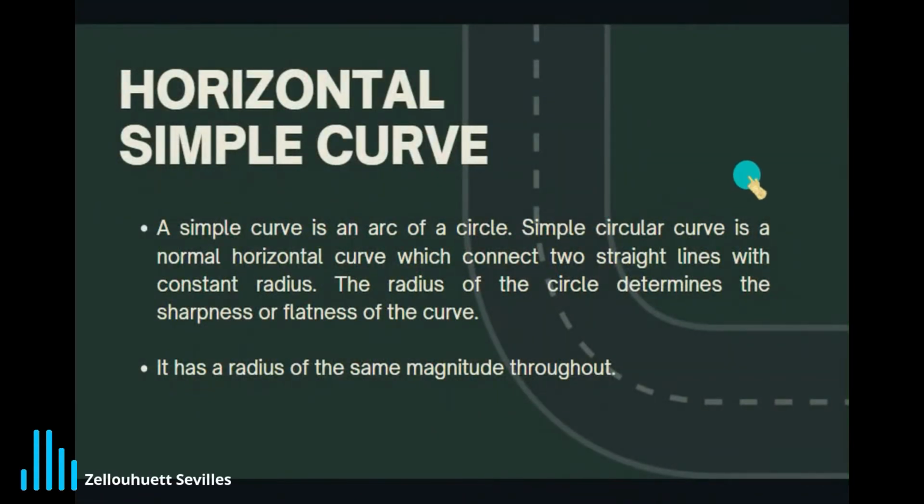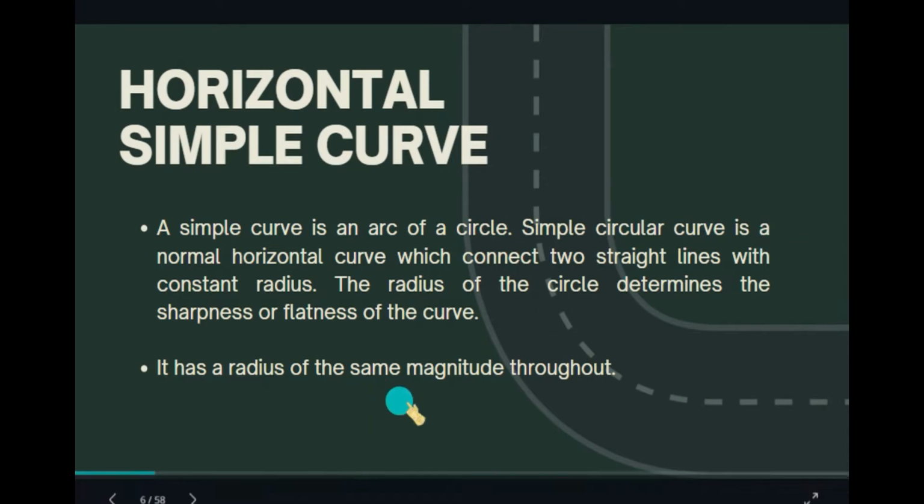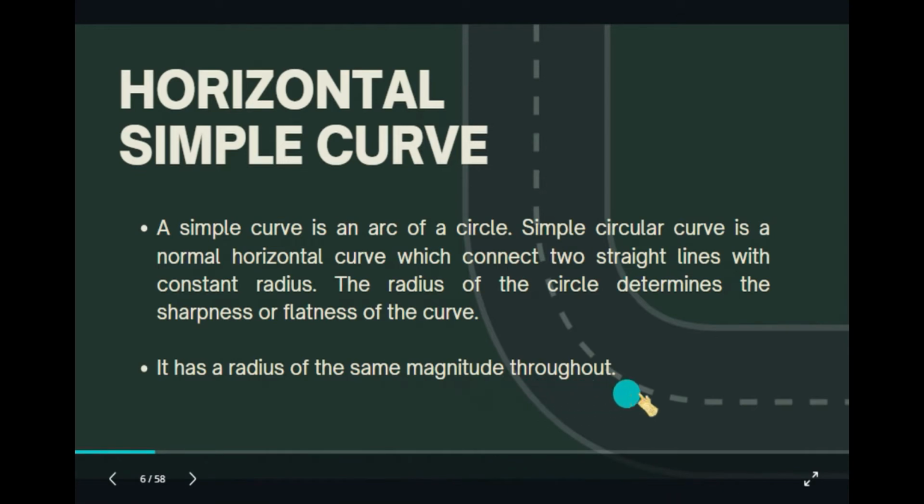Good morning, everyone. I am Zelwit Civilias, and I will be presenting the type of horizontal curve, which is a simple curve. A simple curve is an arc of a circle. It is a normal horizontal curve which connects two straight lines with constant radius. The sharpness of a simple curve is also determined by its radius R. A large radius is flat, whereas a small radius is sharp. It has a radius of the same magnitude all throughout.